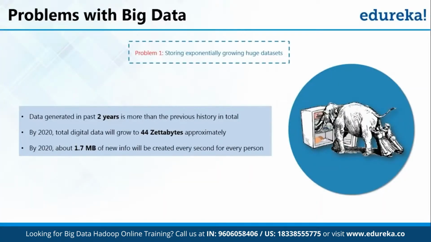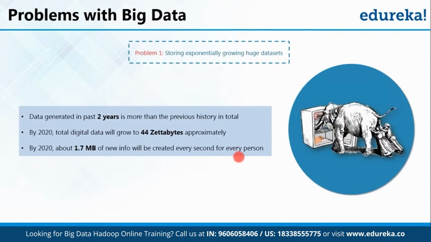So the first problem is storing a colossal amount of data. Let's discuss a few stats that are in front of your screen. Data generated in the past 2 years is more than the previous history in total. So guys, what are we doing? Stop generating so much data. And it is said that by 2020, total digital data will grow to approximately 44 zettabytes. And one more stat that amazes me is that about 1.7 MB of new information will be created every second for every person by 2020.